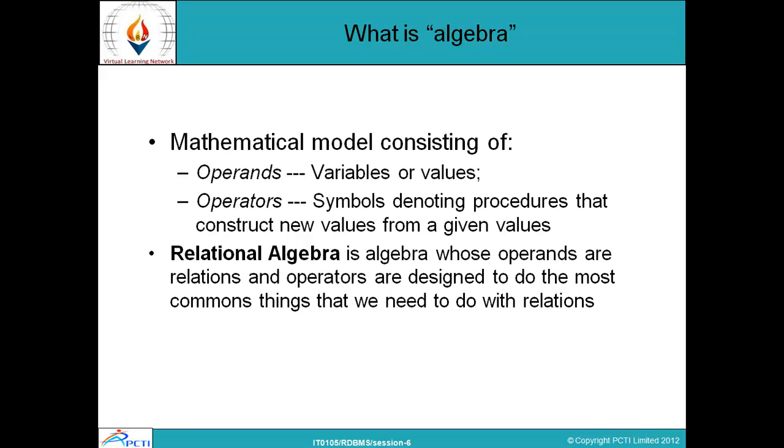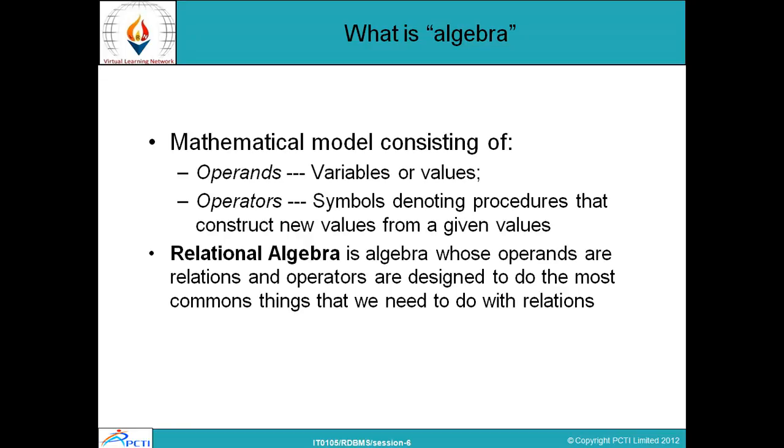Now the first word is algebra. It is a mathematical model consisting of operands and operators. As you know, in mathematics we use various symbols like plus, minus, multiply, divide, and in statistics we also use union, intersection and various other operations. The same applies here to extract data from the database. Operands are those on which we are applying the operation, and operators are the symbols that we use between the operands.